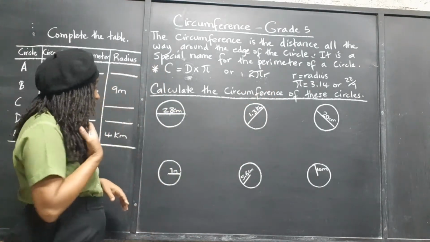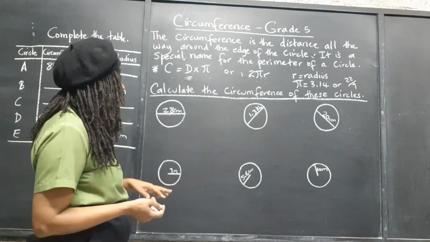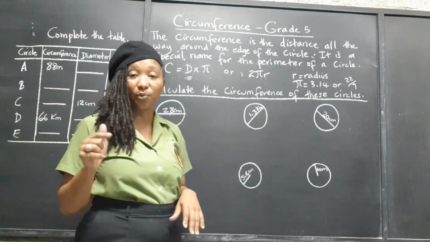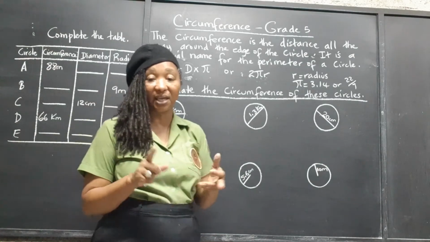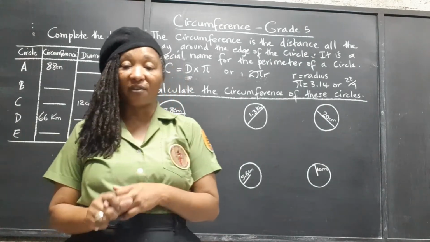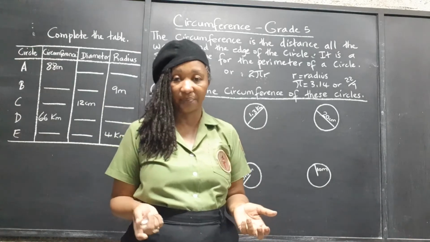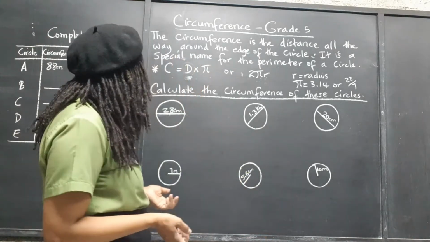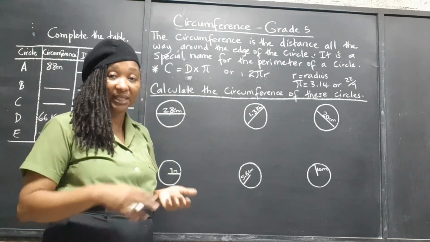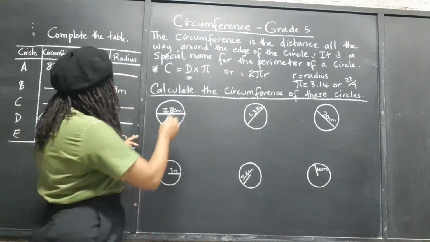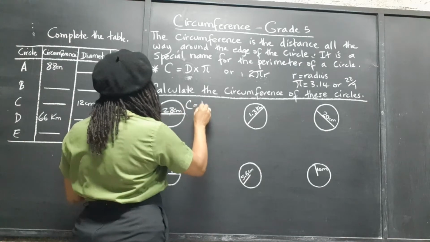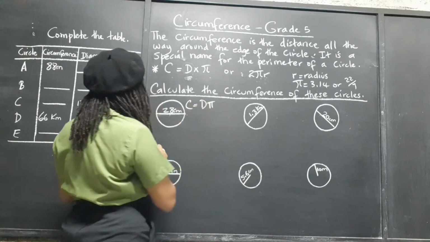Alright, so let's go then. So we want the circumference, and we're going to remember to put our units at the end, whether it's centimeter, meter, kilometer, our units of measuring length. So the circumference is a measurement of length, distance around the edge. So then, the circumference is the diameter times pi.